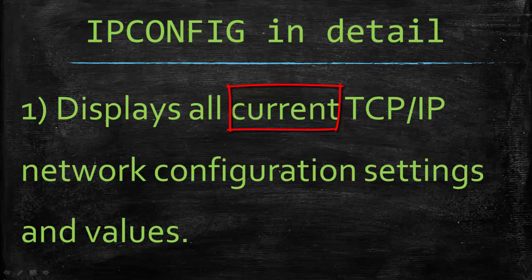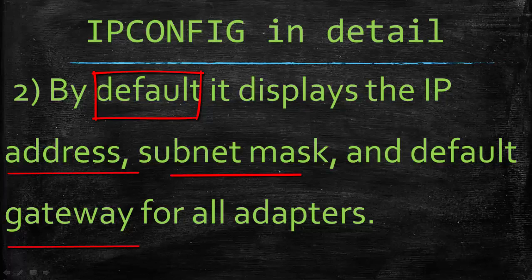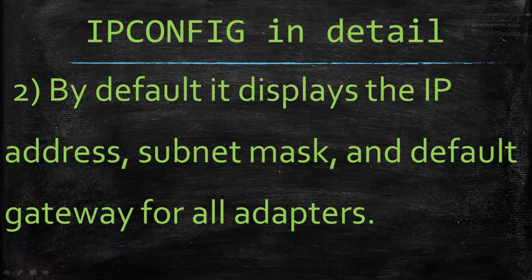If you are going to change your IP configuration settings, it's a good idea to note down what your current settings are, so that way you can come back to them if your troubleshooting doesn't work out the way you expect it to. The second main point that you have to understand is that by default it displays the IP address, the subnet mask, and the default gateway for all of your adapters. So it gives you a summary by default. It doesn't give you all of the details by default.